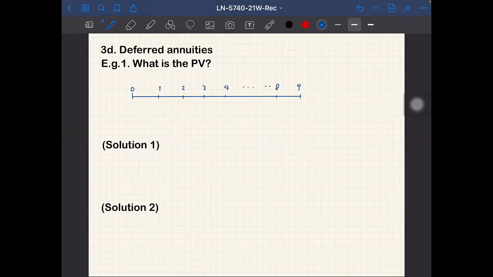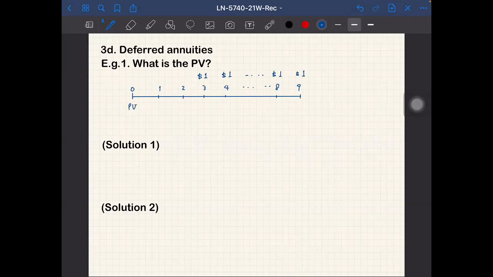And the $1 is deposited each time, but starting at 3 and ending at 9. So we have in total 7 payments of 1, but it starts at t equal to 3 and ends at t equal to 9. What is PV? So PV is here.